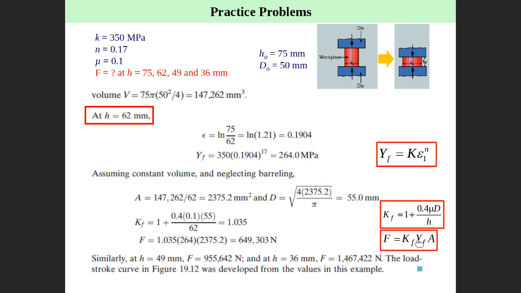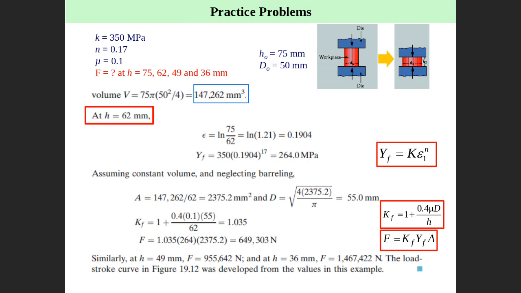Then to know the diameter, we must consider the constant volume equation. So as constant volume equation, volume can be obtained as area multiplied by HO, which is 75. This is HO, 75, multiplied by pi divided by 4 D square. Then you get the volume, which is constant. I would like to obtain the D.